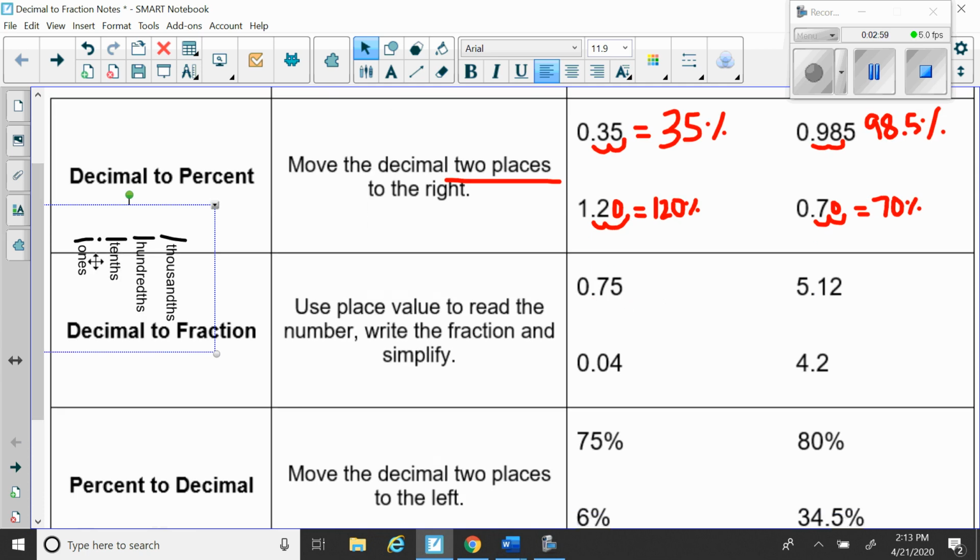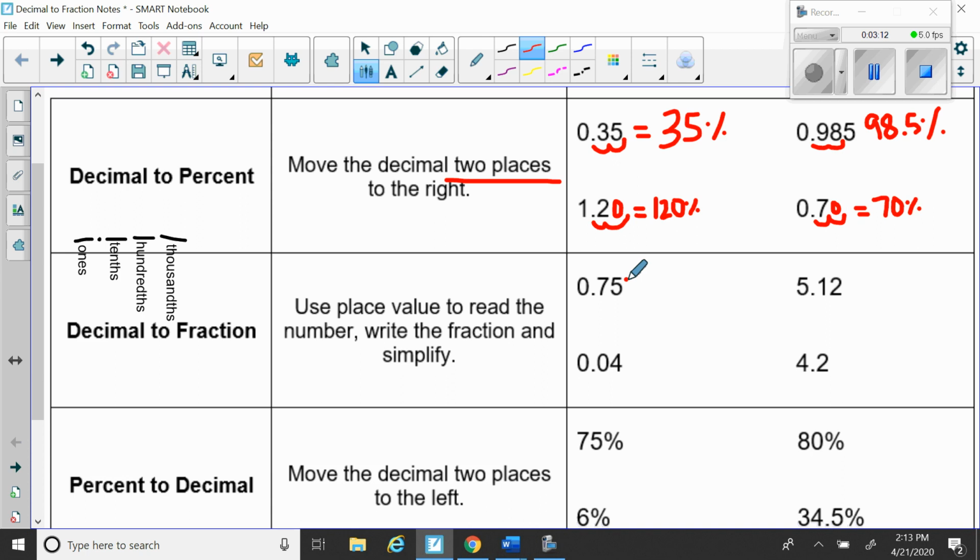Now remember, the 1 after the decimal is the tenths, 2 the hundredths, 3 the thousandths. So here we would read this as 75 hundredths. That would mean as a fraction that this is 75 out of 100. Now here's the key. We have to simplify.